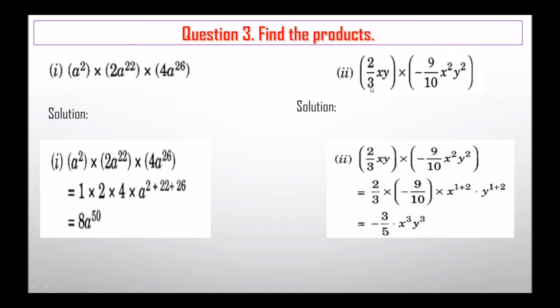2 upon 3 xy into minus 9 upon 10 x square y square. So 2 upon 3 into minus 9 upon 10 into x 1 plus 2 into y 1 plus 2. So we can cut this 3 and 9 with 3, 2 and 10 with 5. So we will get minus 3 upon 5 into x cube y cube.